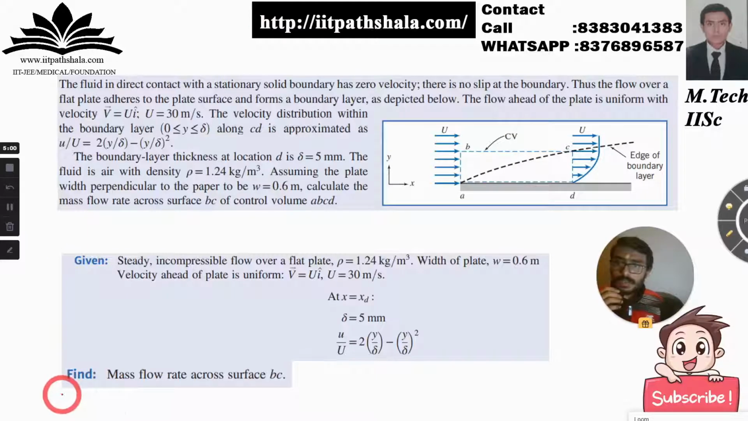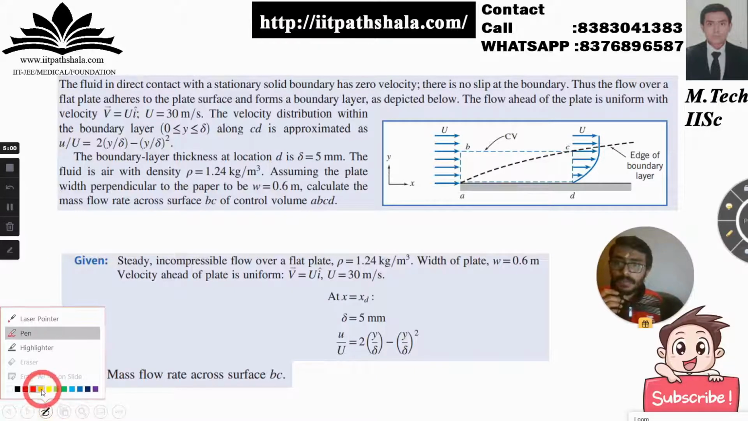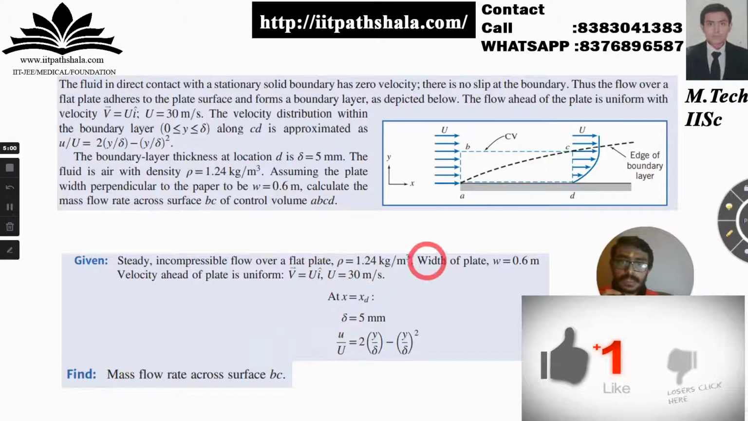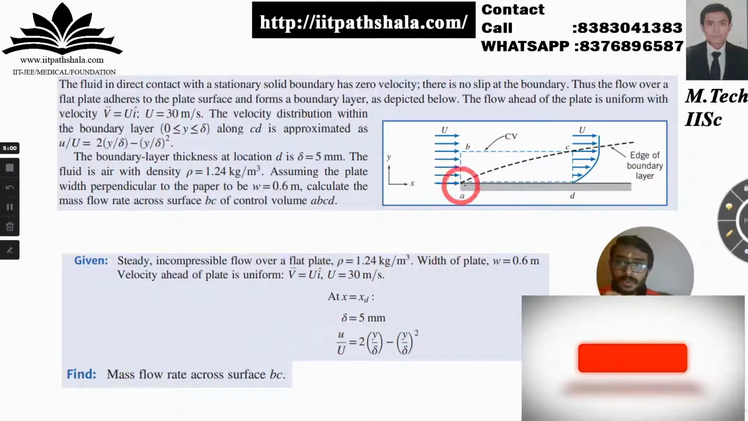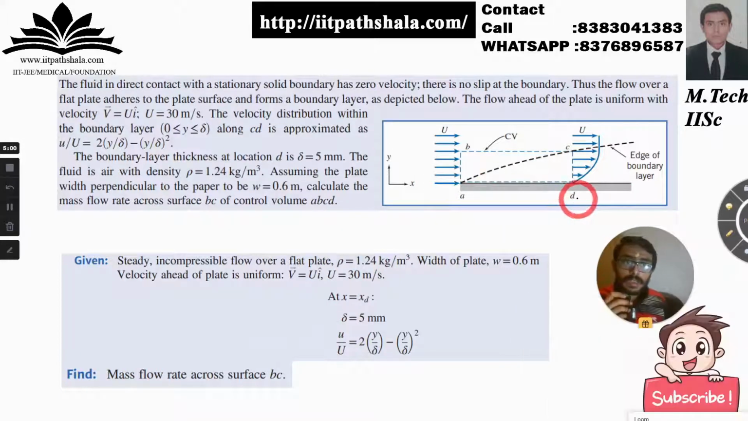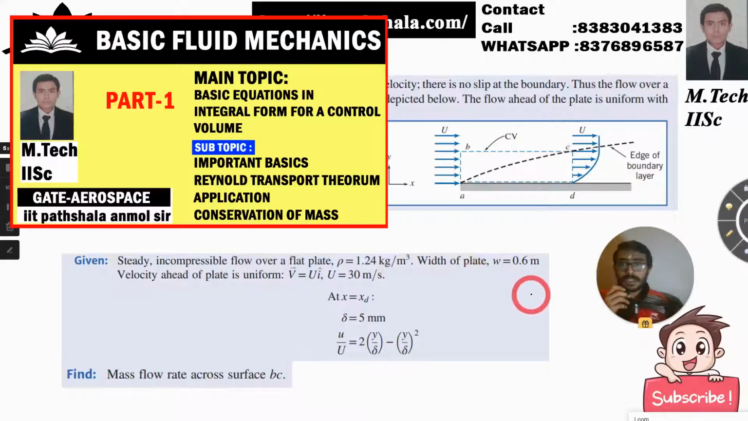So in this question, it is given that you are having a steady incompressible flow over a flat plate. Density is given to you, and due to the flow on a flat plate, you are having a boundary layer formation. The variation of the x coordinate of velocity with respect to the y coordinate is given to you as follows. Because of the virtue of the boundary layer, we'll be studying it in future lectures.